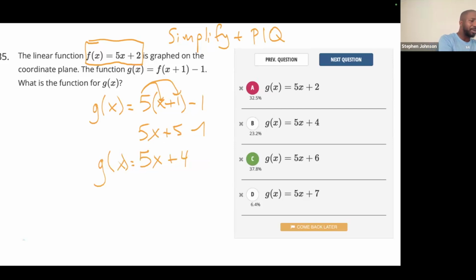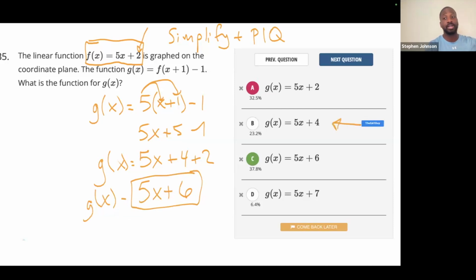I have a plus 2, I forgot about my plus 2 there. So I also have a plus 2 that's here from my f of x, which is why g of x is actually 5x plus 6. So be very careful. I almost got tricked on that one. And you can see that choice B actually said 5x plus 4. So that was very close and very dangerous, right? So we just got to be very careful about being careful.